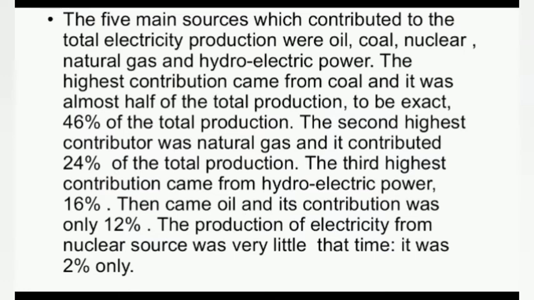The highest contribution came from coal and it was almost half of the total production. To be exact, 46% of the total production. The second highest contributor was natural gas and it contributed 24% of the total production. The third highest contribution came from hydroelectric power, 16%. Then came oil and its contribution was only 12%. The production of electricity from nuclear source was very little at that time, it was 2% only.